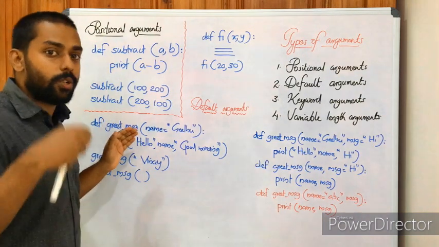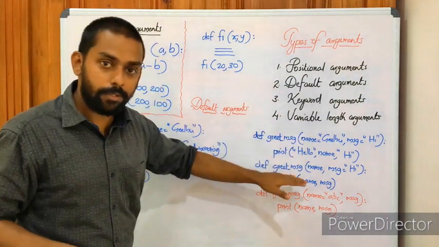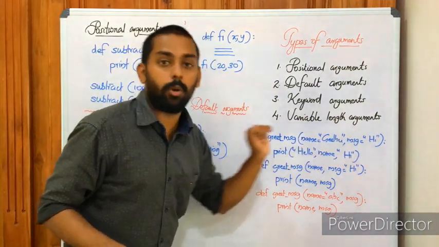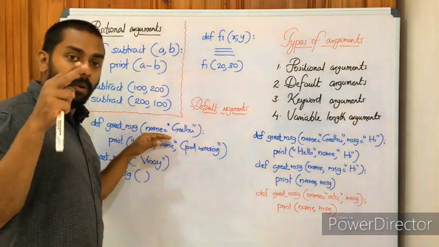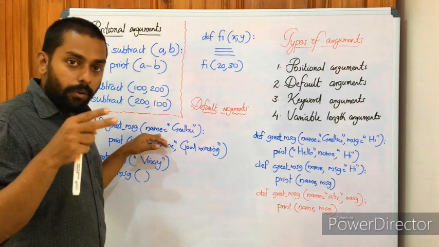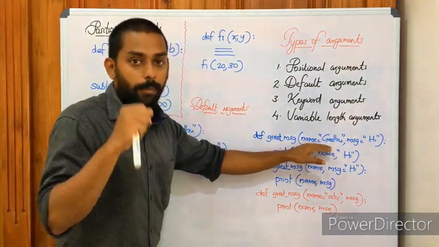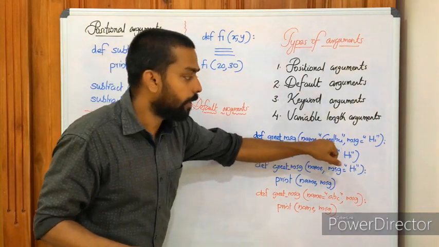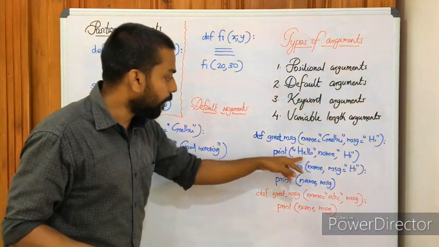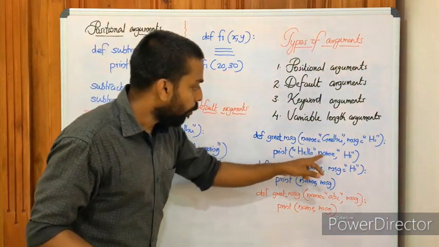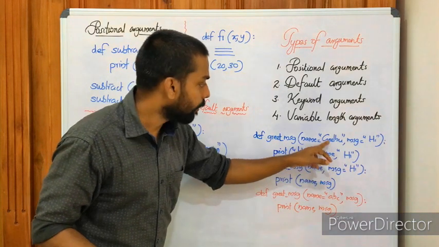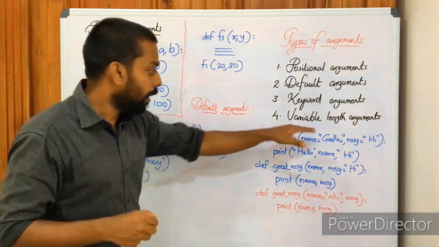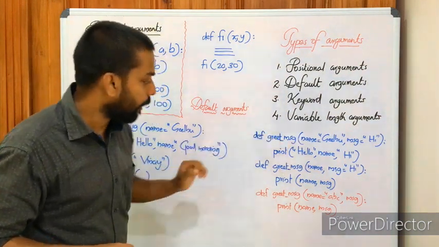Let's see some variations of default arguments. Here we have three function definitions. Let's see the first one. def greet message name equal to Geetu comma message equal to hi. Here in the first case we had only one formal parameter, but here we have two formal parameters, name and message, with values. For name it is Geetu and for message it is hi. Then print hello name hi. What is the value of name? It is Geetu. Hello Geetu hi will be printed. It works smoothly.